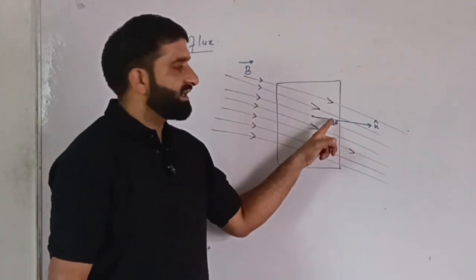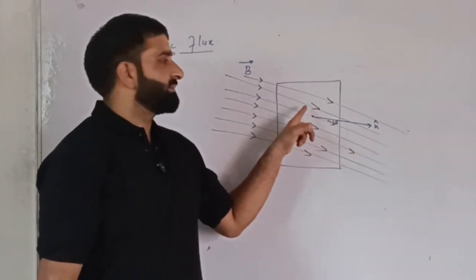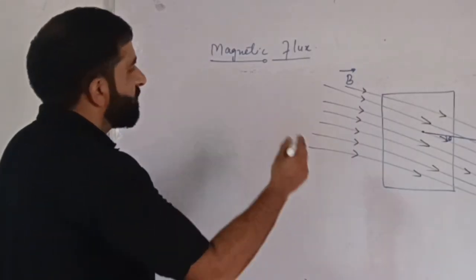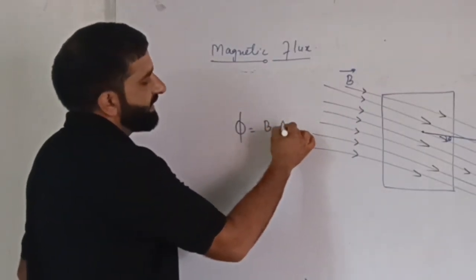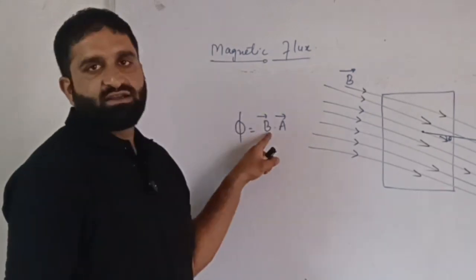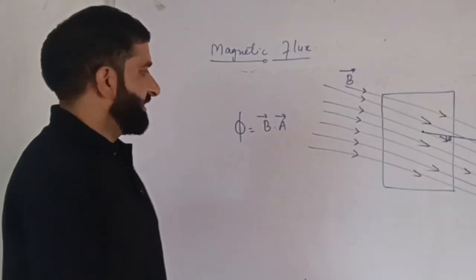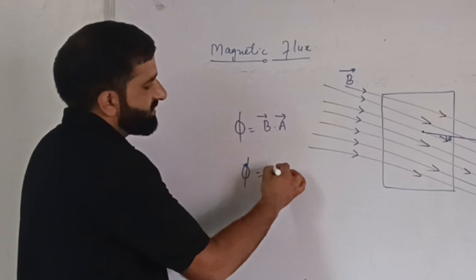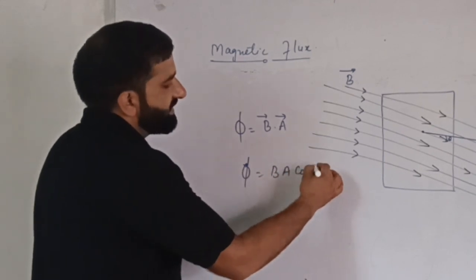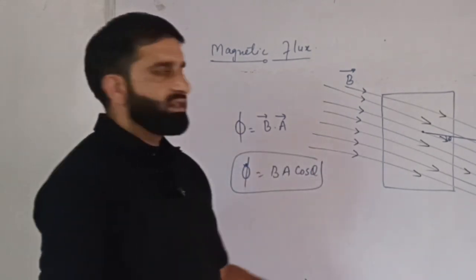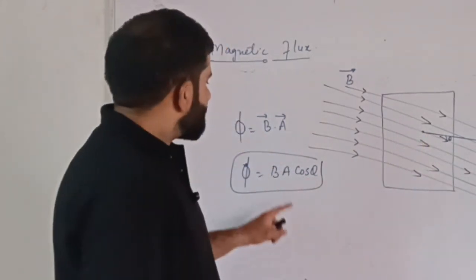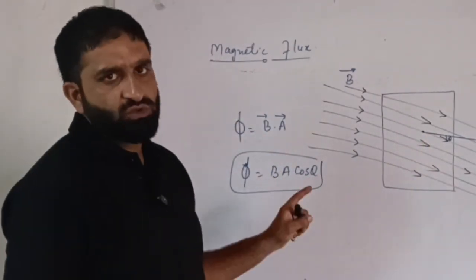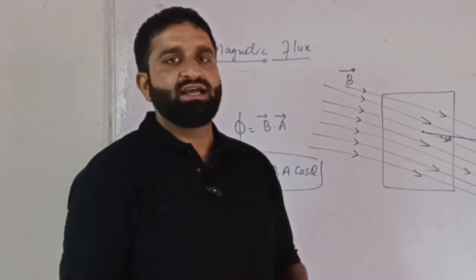So theta is the angle between the normal to the surface and the magnetic field lines. We define phi, the magnetic flux, as B dot A, where B is the intensity of the magnetic field and A is the area. We know that dot product is equal to BA cos theta, where theta is the angle between the magnetic field lines and the area vector of this surface. As it is a dot product, the magnetic flux is a scalar quantity.